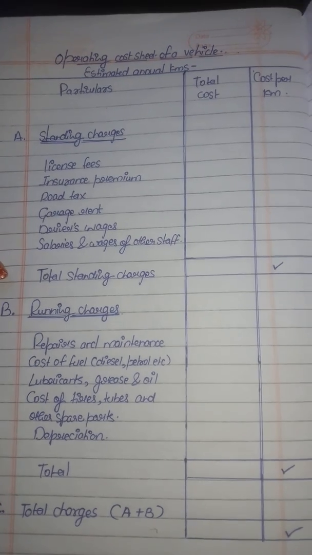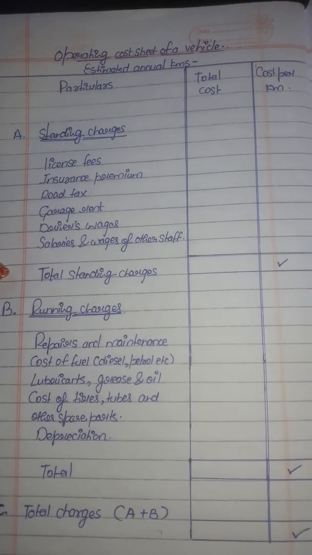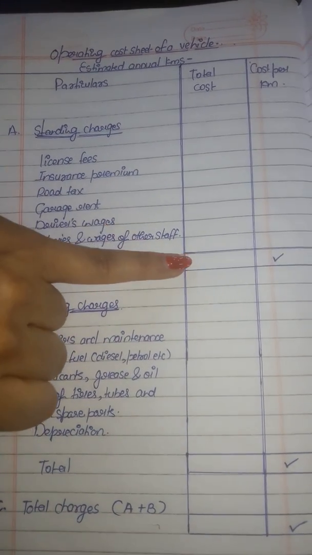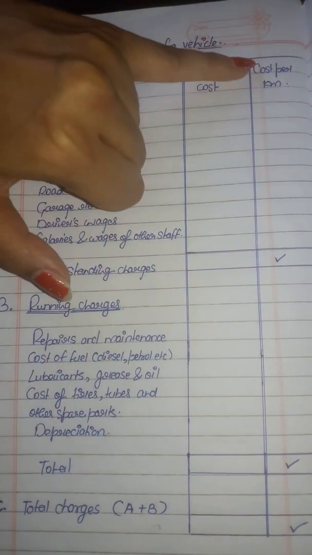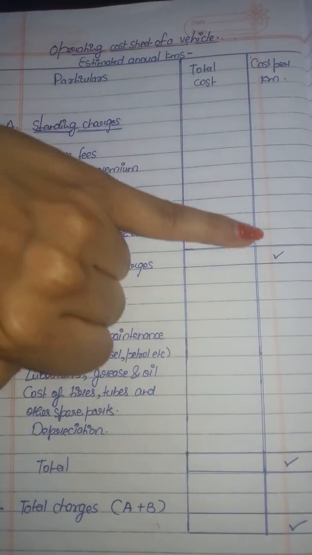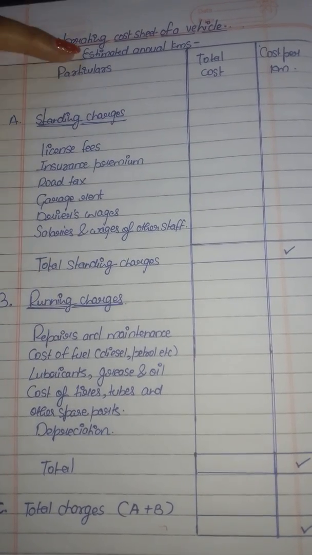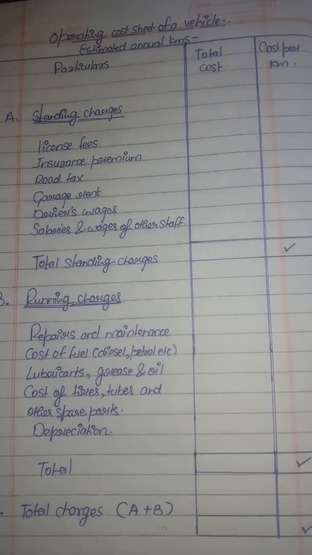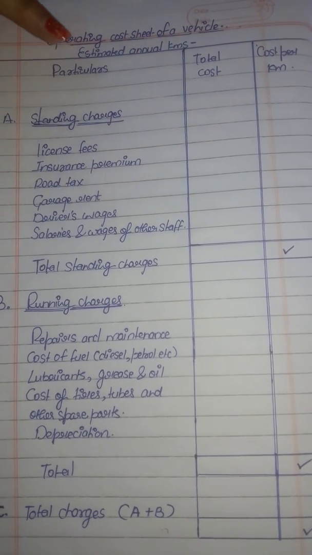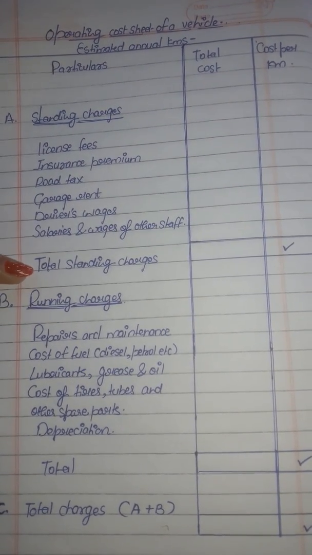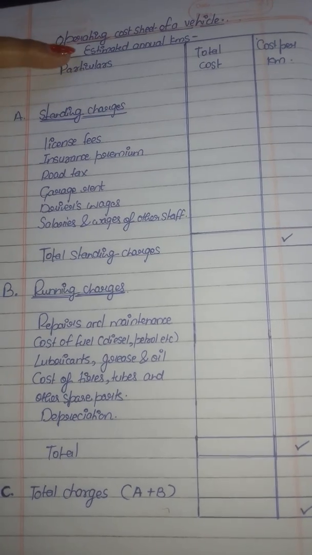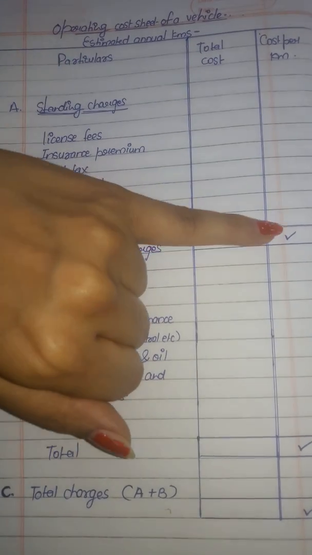Now you will total the standing charges and write it here. Then to find your cost per kilometer, you will divide total standing charges by your estimated annual kilometers, and you will get the value which you'll write here.